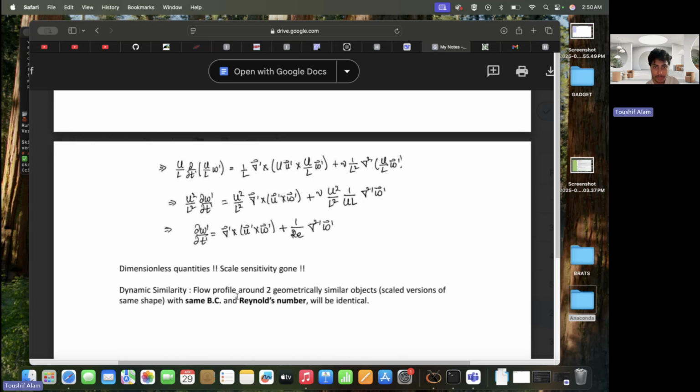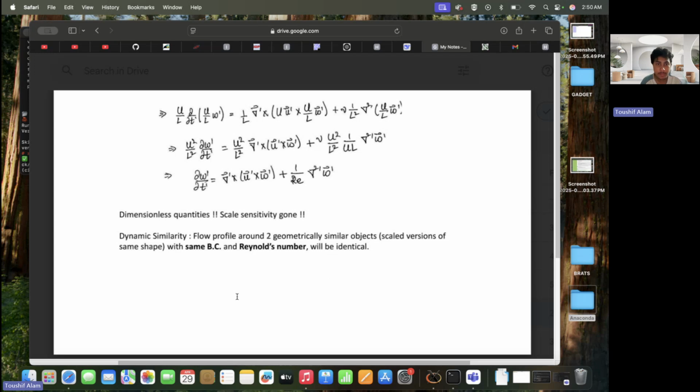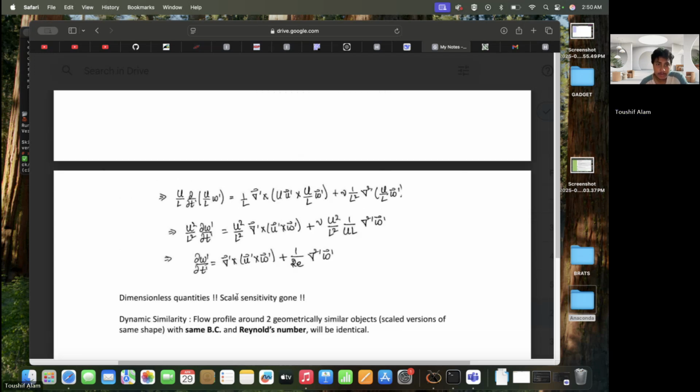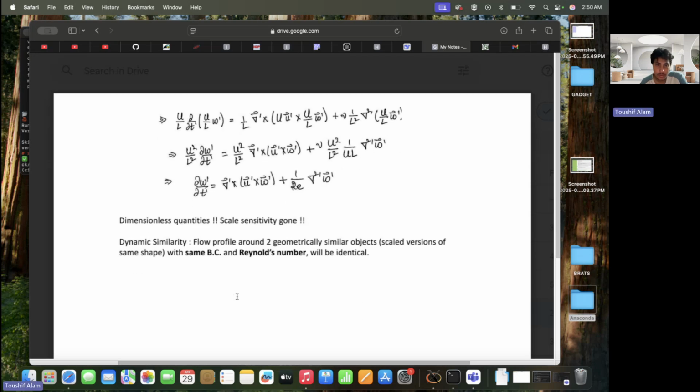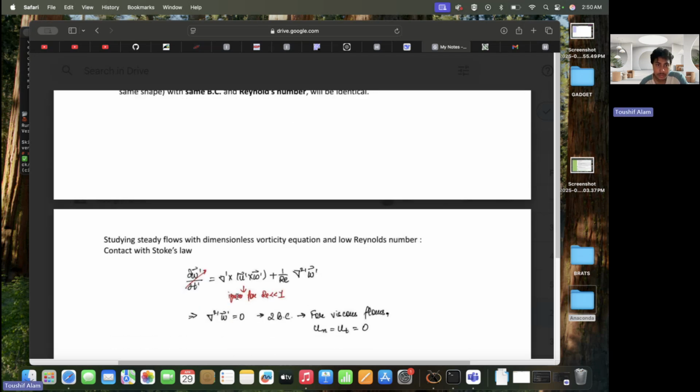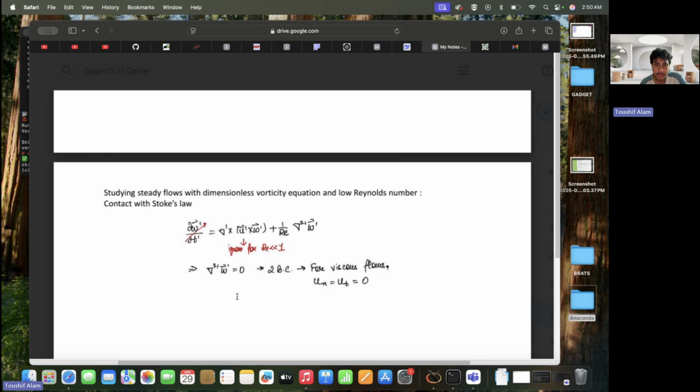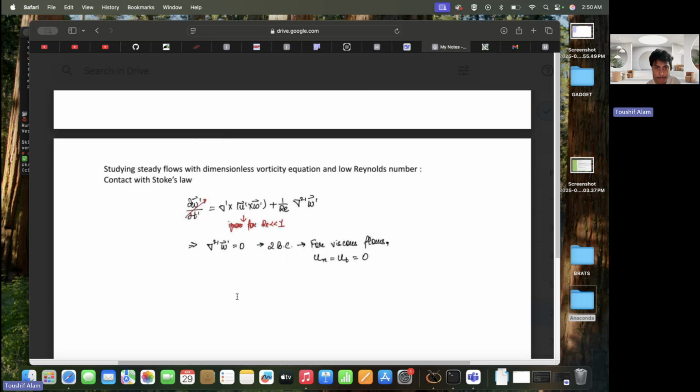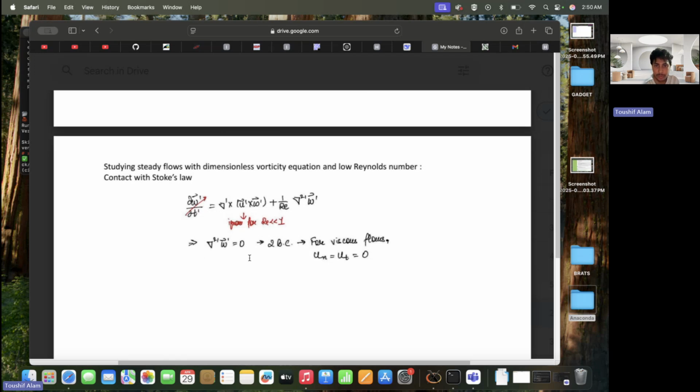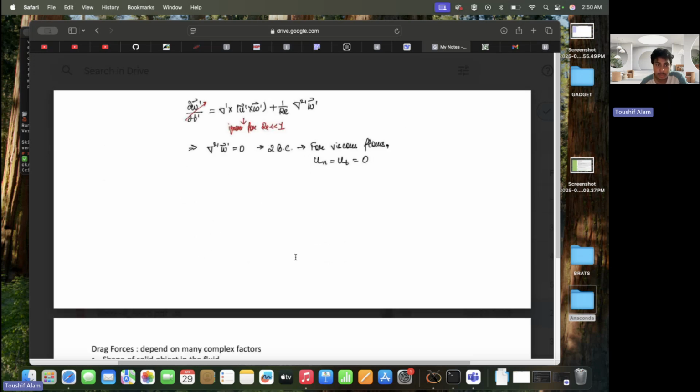Dynamic similarity: the flow profile around two geometrically similar objects, scaled versions of the same shape, with the same boundary conditions and Reynolds number will be identical. Now consider steady flows, the dimensionless vorticity equation, and low Reynolds number, consistent with Stokes law. So del omega prime del T prime will be 0, ignored for Reynolds number much less than 1. So there are two boundary conditions for viscous flow: Un is equal to U2 is equal to 0.